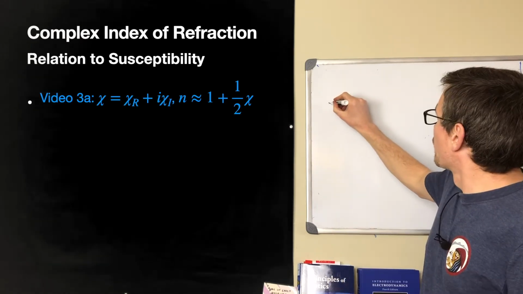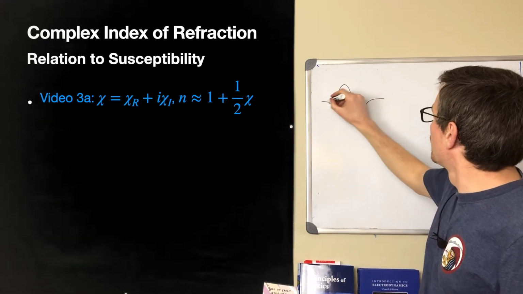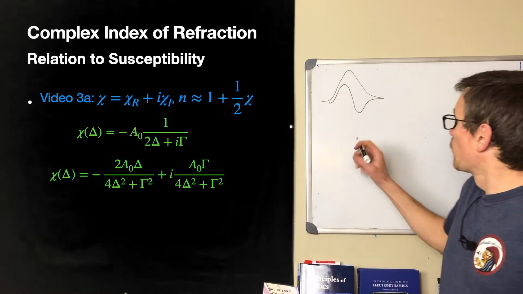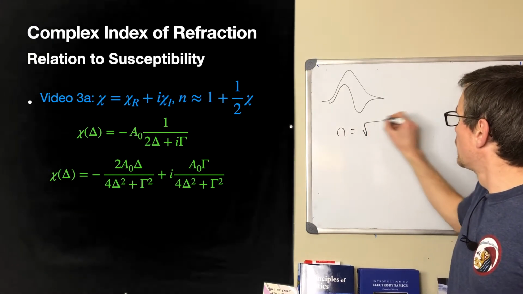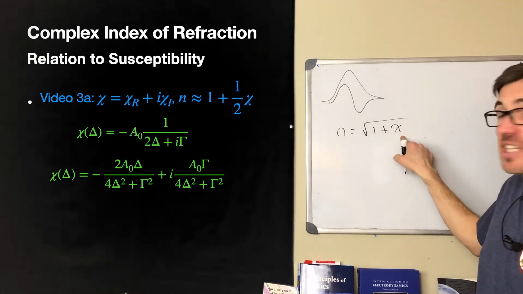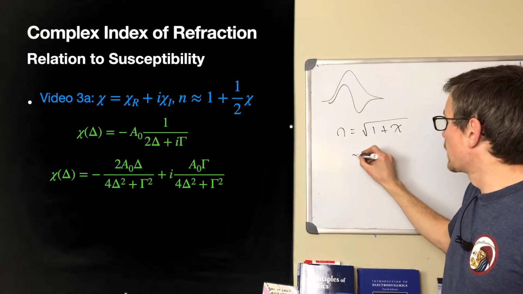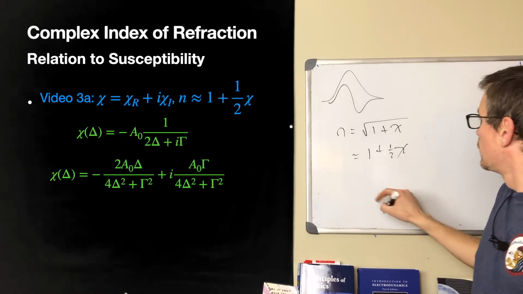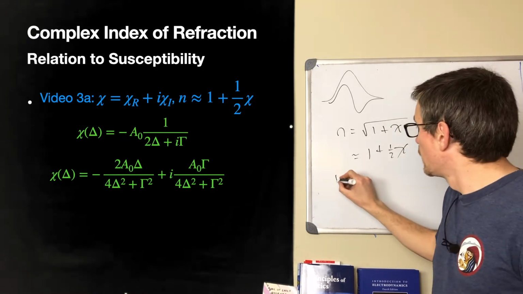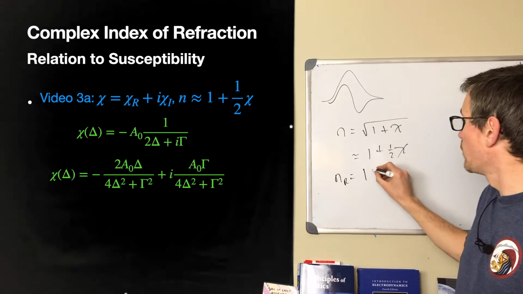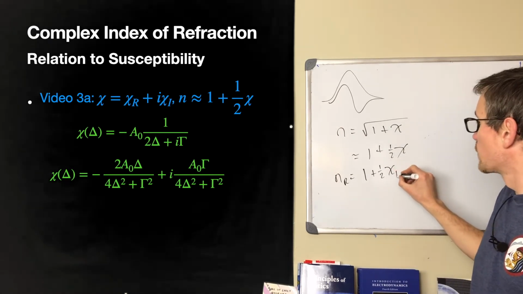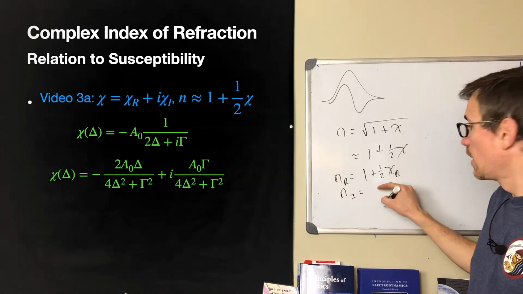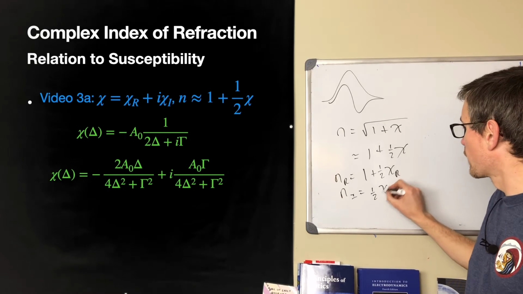It had a real part and an imaginary part. But for now, let's just leave it in terms of n, and note that we could relate this function, 1 plus chi, which gave us the index of refraction, to the index of refraction this way. And if chi is small, as it often is, we can write it this way. So that the real part of the index of refraction is just 1 plus 1/2 times the real part of chi. And the imaginary part is equal to 1/2 times the imaginary part of chi, right?